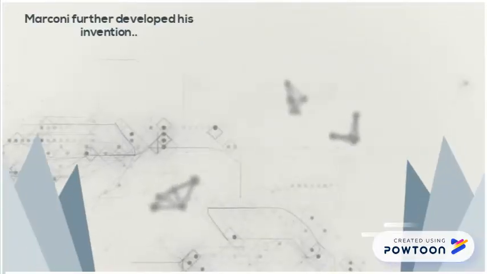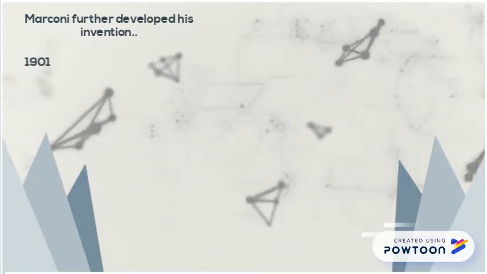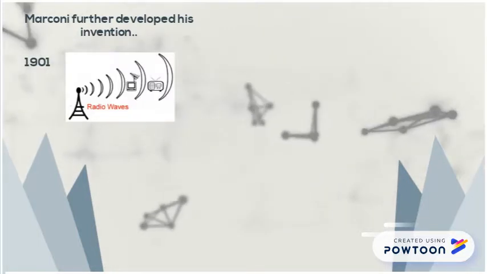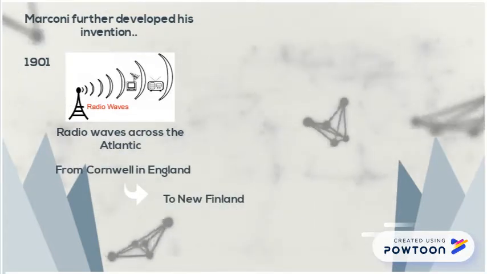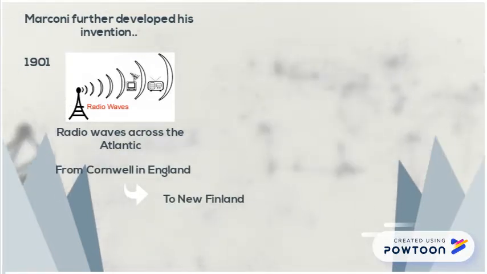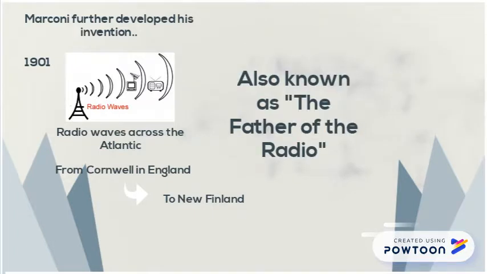Marconi further developed his creation so that by 1901 he was able to send radio waves across the Atlantic, from Cornwall in England to Newfoundland. Due to this, he is now known as the father of the radio.